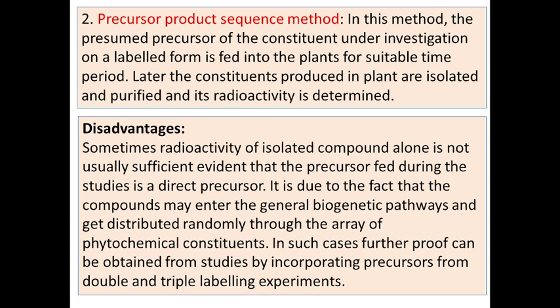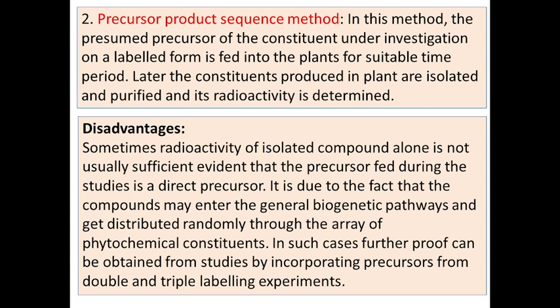So today I am not going to explain it in detail. The first thing is the precursor with the labeled compound that is fed into the plant, and after feeding, the plant will produce the constituent. That constituent is isolated, purified, and the radioactivity of that compound is determined in the case of the precursor product sequence method.